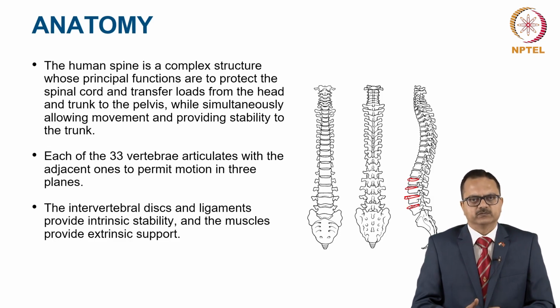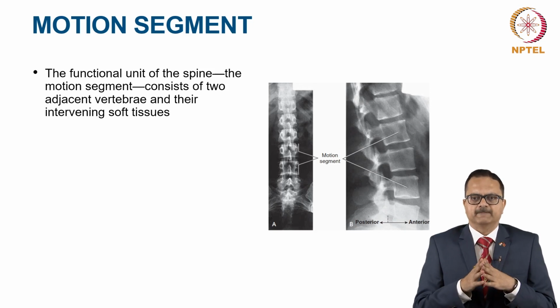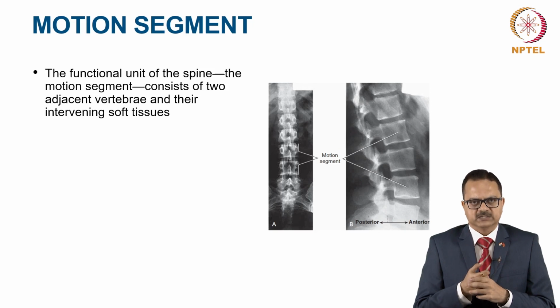and transmission of forces. The intervertebral discs and the ligaments provide the intrinsic stability, and the muscles around the back, or the muscles around the spine, provide the extrinsic stability. The functional unit of the spine is what is called a motion segment, and it is nothing but 2 adjacent vertebrae and their soft tissues, that is the intervertebral disc and the ligaments.